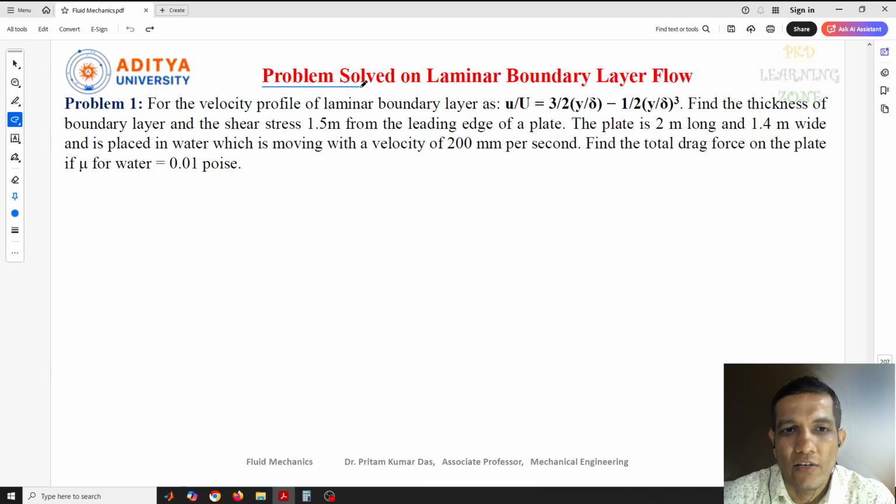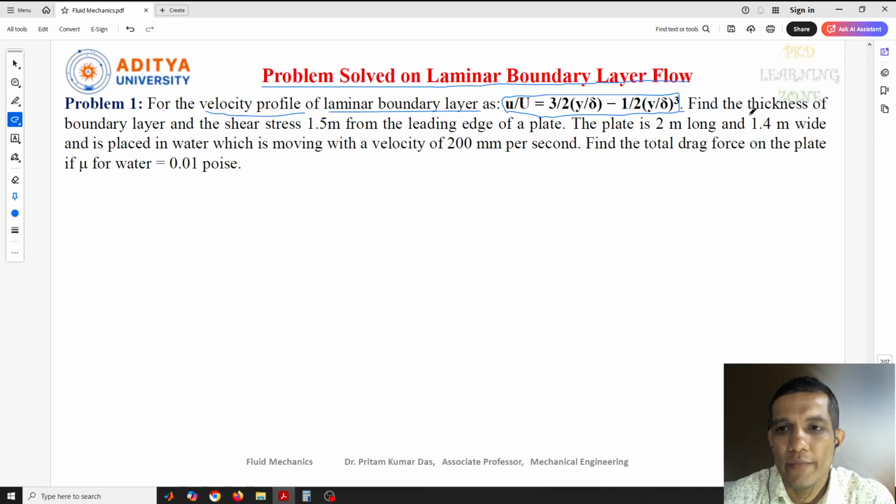In our last lecture also we have solved similar kinds of problems, but in that condition our velocity profile was different. For this problem, the velocity profile of the laminar boundary layer is taken as small u by capital U equal to 3 by 2 into y by delta minus 1 by 2 into y by delta whole cube. So in the previous problem, the velocity profile was different, and here in this question the velocity profile is different.